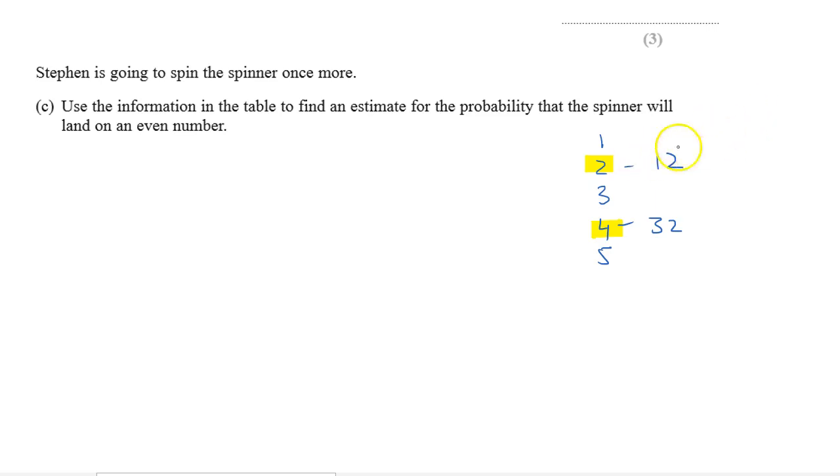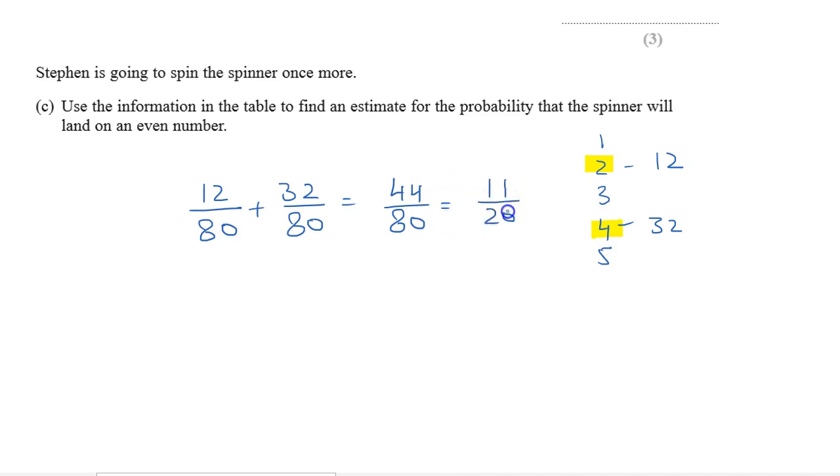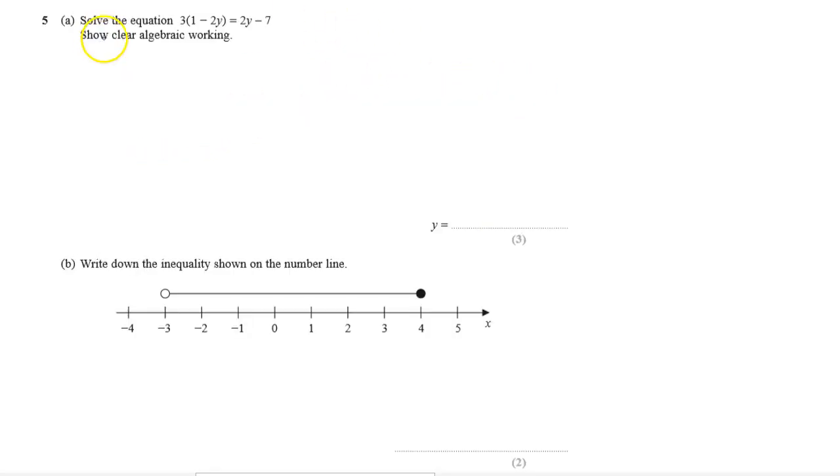So the probability to land on 2 will be 12 over the total outcome, 80, and the probability to land on 4 is 32 out of 80. So we add it, and that is 44 over 80, or we can write 11 over 20. So that is the probability of landing the spinner on an even number.